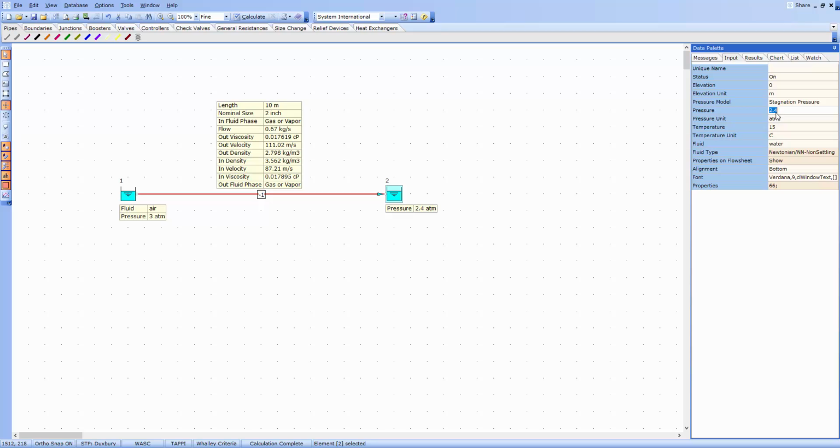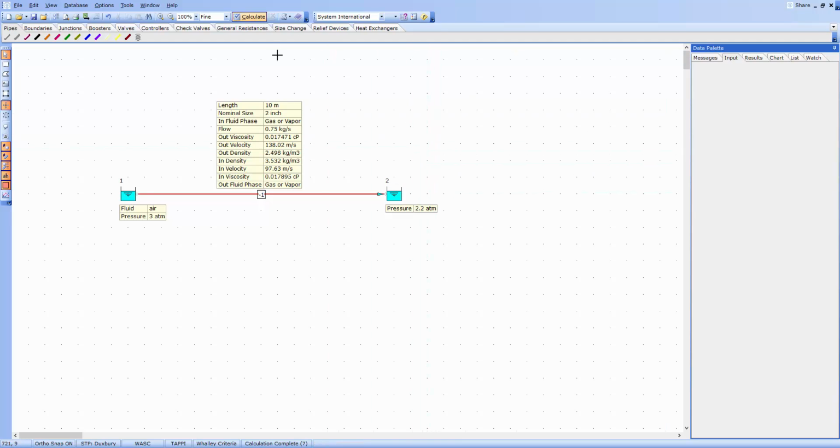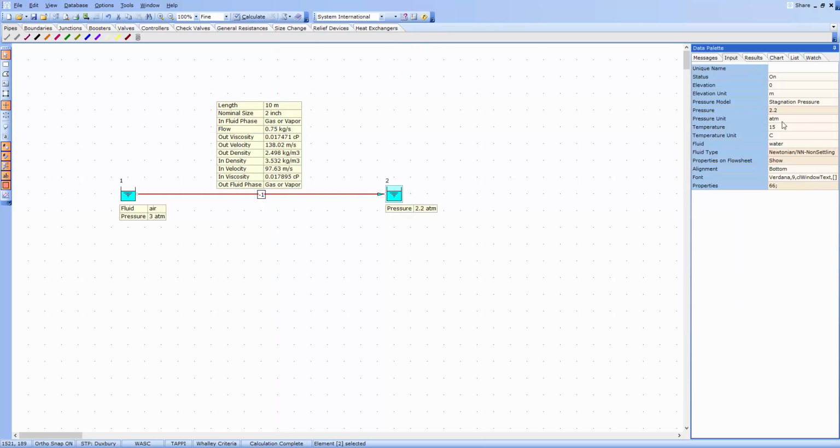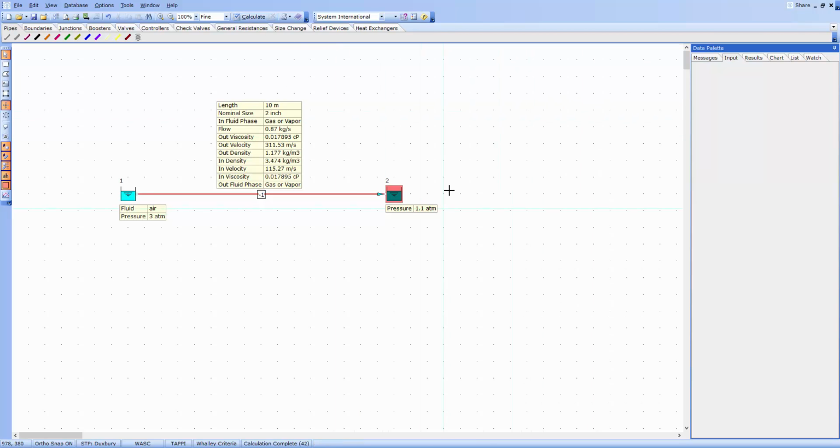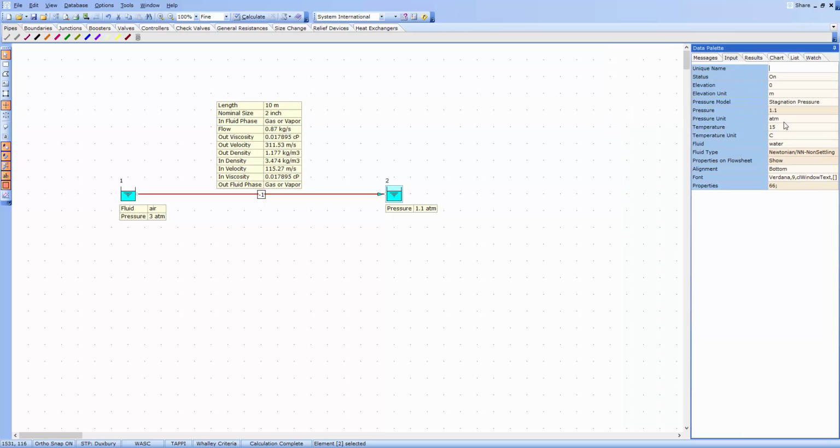Let's reduce it a little further to, let's try 2.2 atmospheres and recalculate, and it's increased to 0.75 kilograms per second. So let's now reduce it to 1.1 atmospheres and recalculate. And now we've got a choked flow warning, or we've got a warning message for node element number 2. So let's look at the messages, and we can see for element number 2, the calculated pressure at the element is higher than the entered value. The entered value, of course, is 1.1 atmospheres.